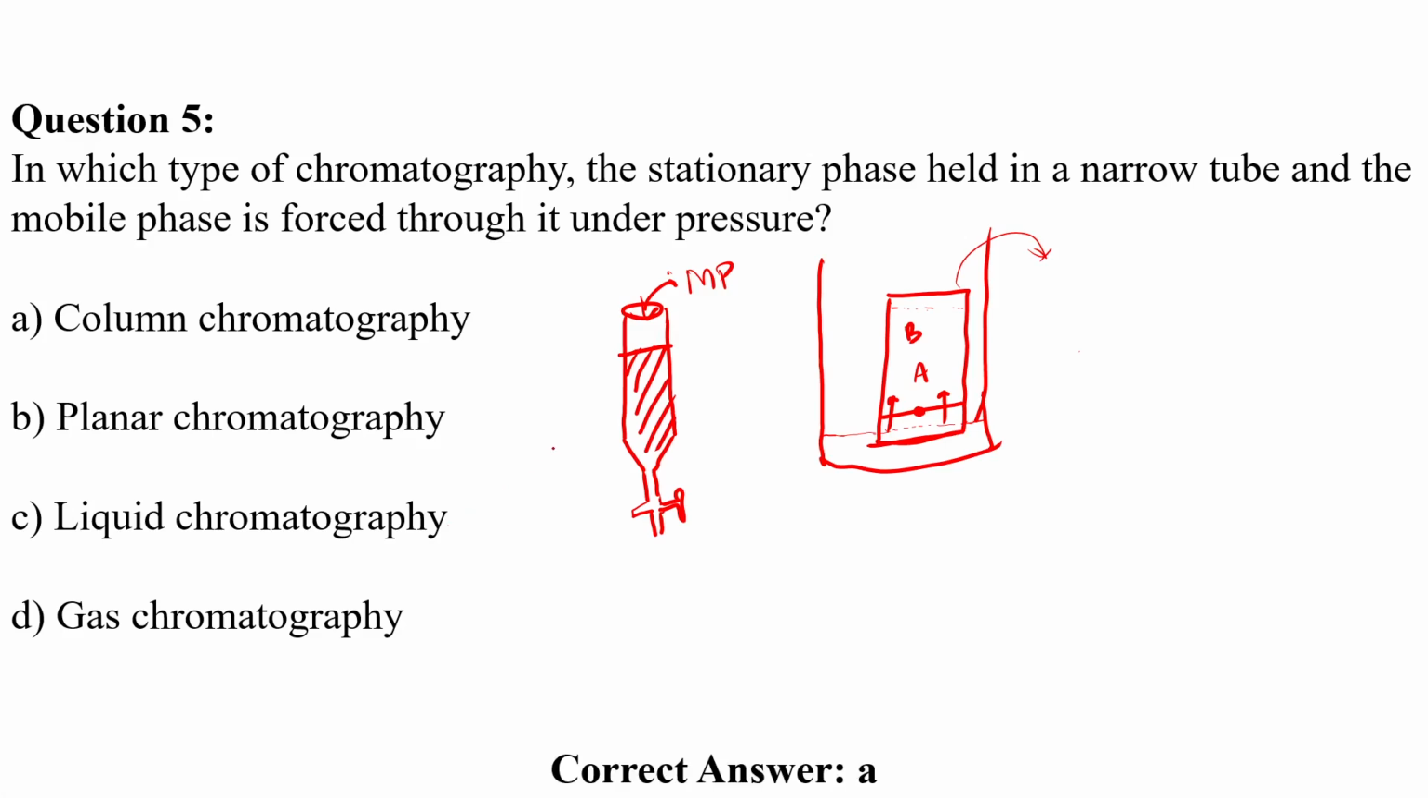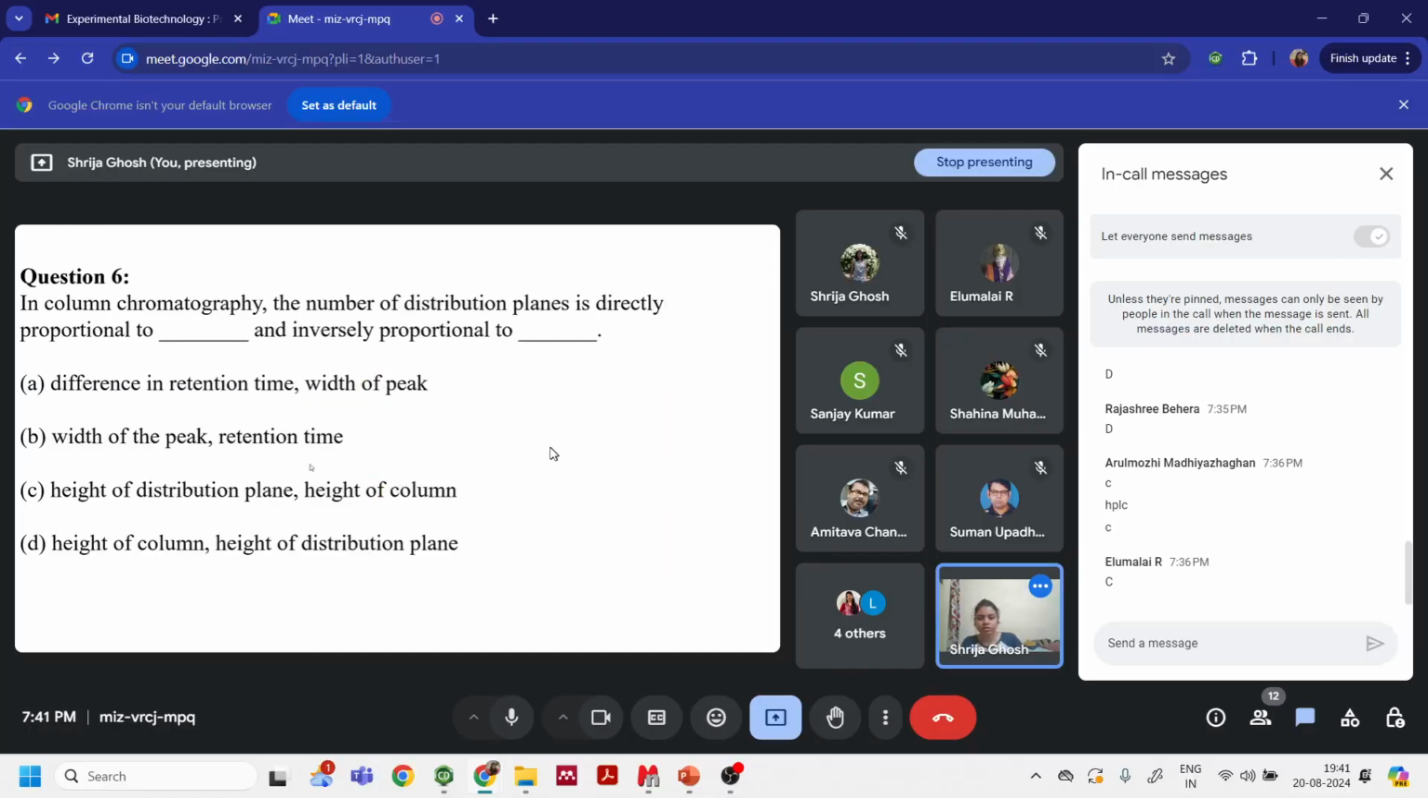Okay, ma'am. Yeah. So moving on to the next question. Question number 6. In column chromatography, the number of distribution planes is directly proportional to dash and inversely proportional to dash. Option A is difference in retention time and width of the peak. Option B, width of the peak and retention time. Option C, height of distribution plane and height of the column. And option D, height of column and height of distribution plane. So the number of distribution planes is directly proportional to what and inversely proportional to what?